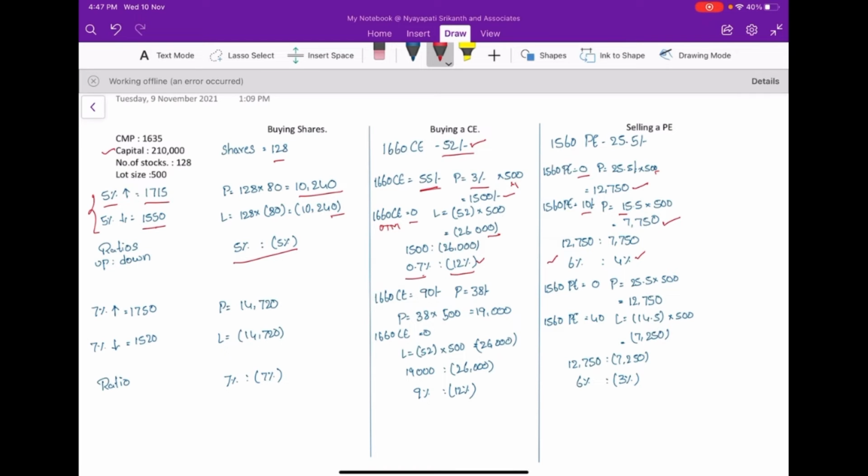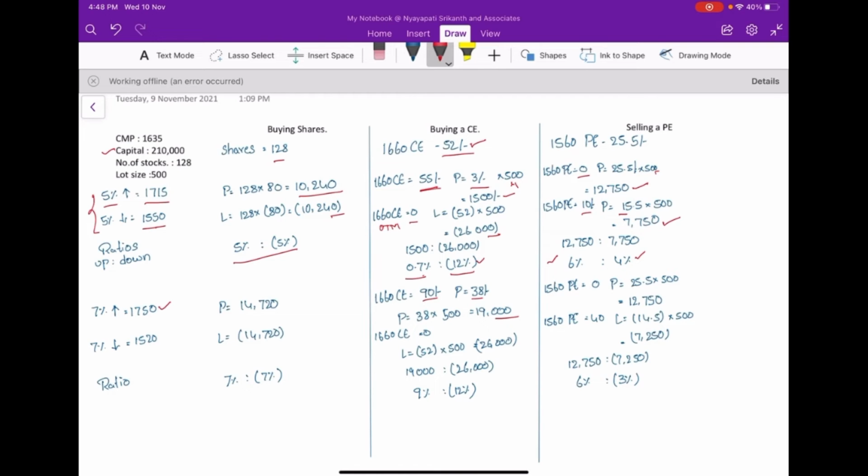Similarly, if there is a 7% up move, then the share will become 1750, and the call option will become 90 rupees. The profit is around 38 rupees, as we have already bought at a 52 rupees premium. Now the premium has become 90 rupees, so the profit is 38 rupees, and when calculated with the lot size, the profit will become 19,000.